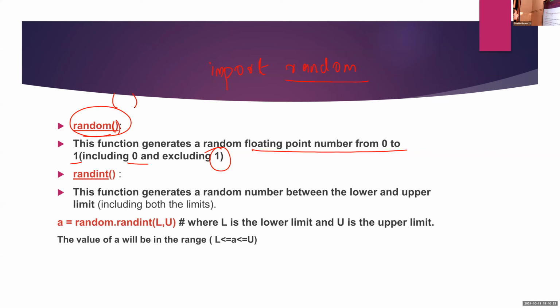Then this function generates a random floating point number from 0 to 1, including 0 and excluding 1. So we are not including this 1. It is used to generate floating point numbers.